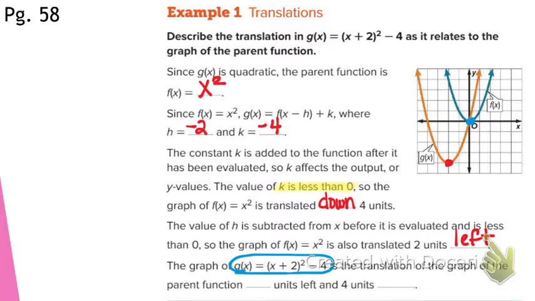All right, so the translation of the graph of the parent function moved how many units to the left? What number would go here? 2 units to the left. And 4 units what? Down. All right, that's it. So now let's look at example 2. See if you can identify, first of all, what type of function it is, and how it translated.